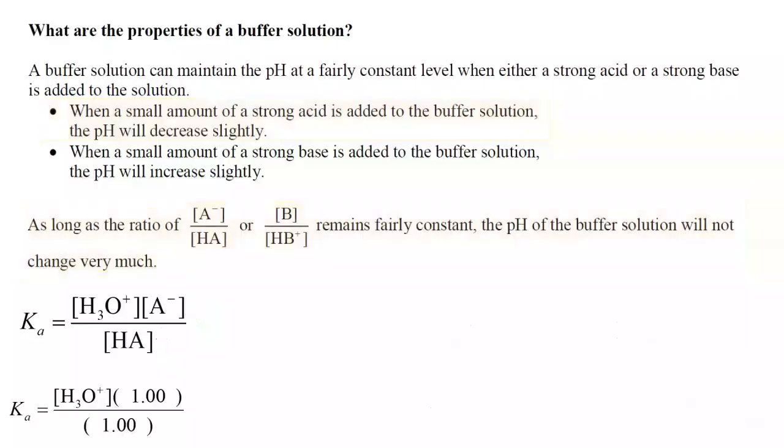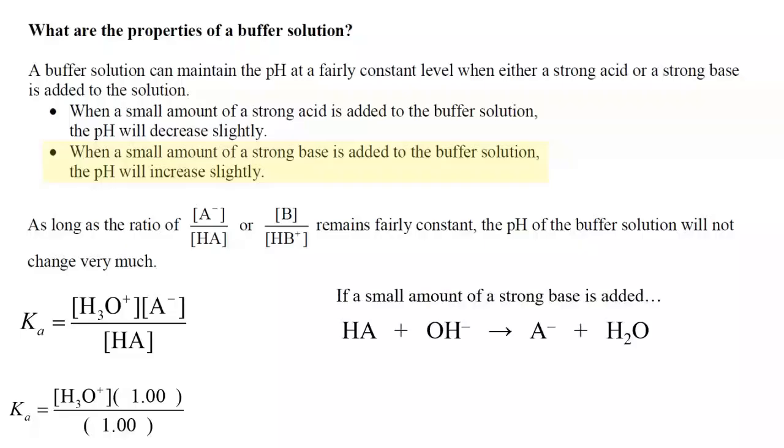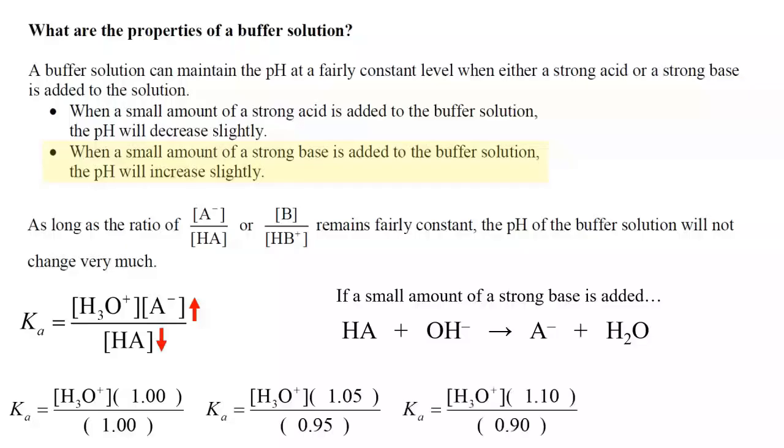Now take a look at what happens if we add a small amount of a strong base to the buffer solution. The pH will increase, but only slightly. So for example, if a small amount of a strong base is added to this buffer, then the molecules of HA react with the hydroxide ions from the strong base to produce the conjugate base A- and water. So in the Ka expression, the concentration of A- would increase, the concentration of the weak acid HA would decrease, and you might have numbers such as 1.05 over 0.95, or 1.1 over 0.9, or 1.15 over 0.85.